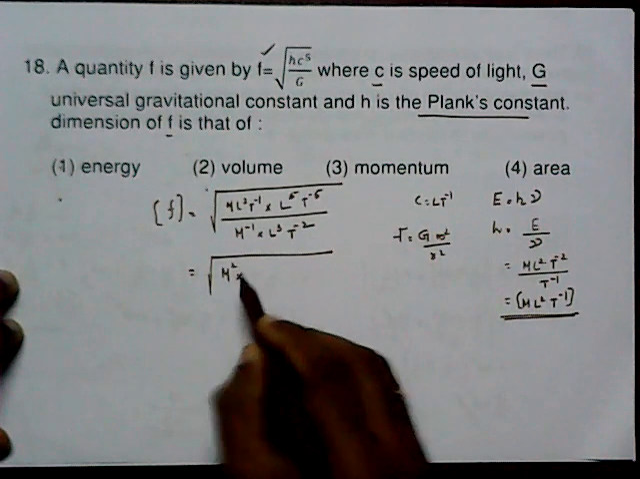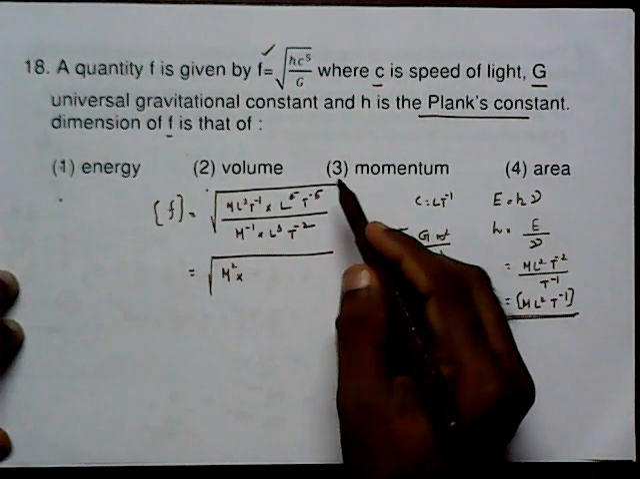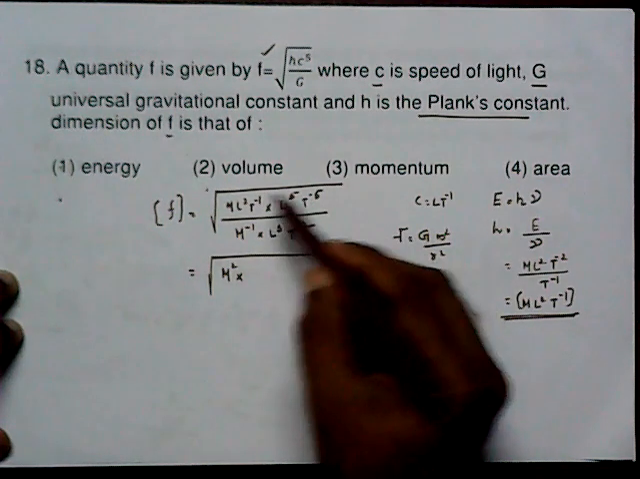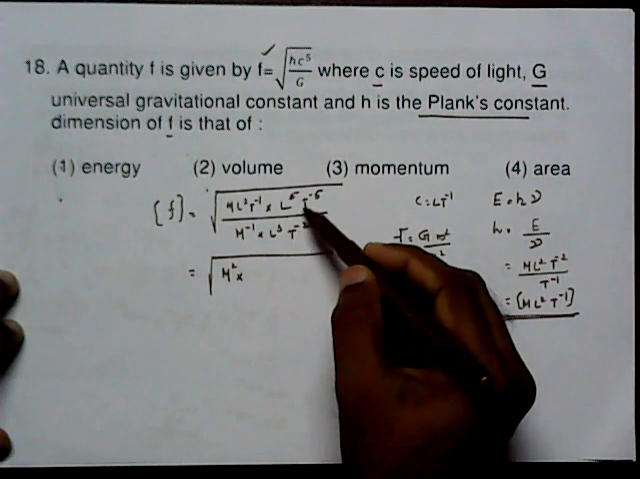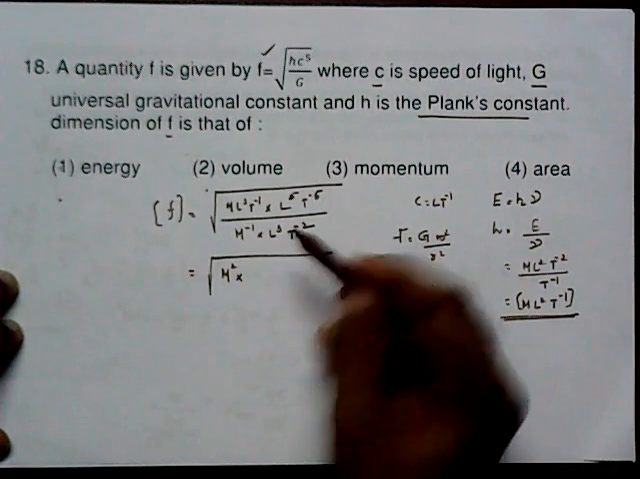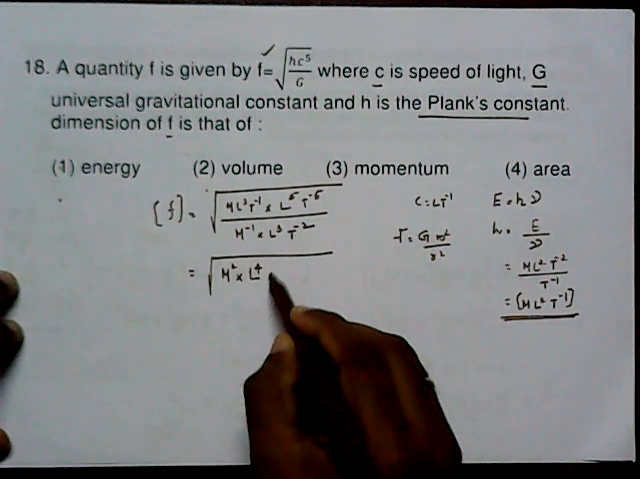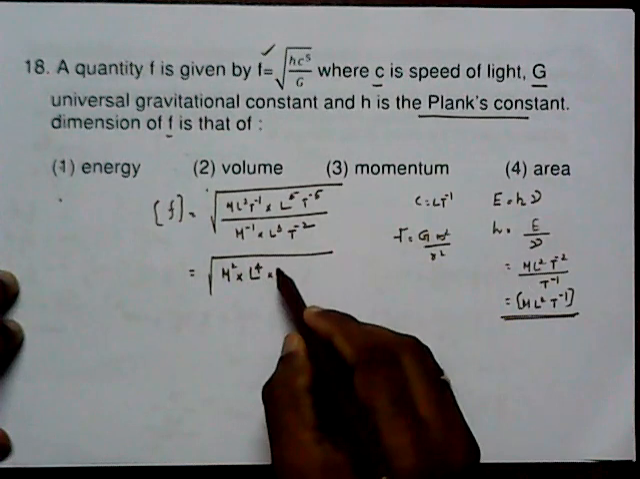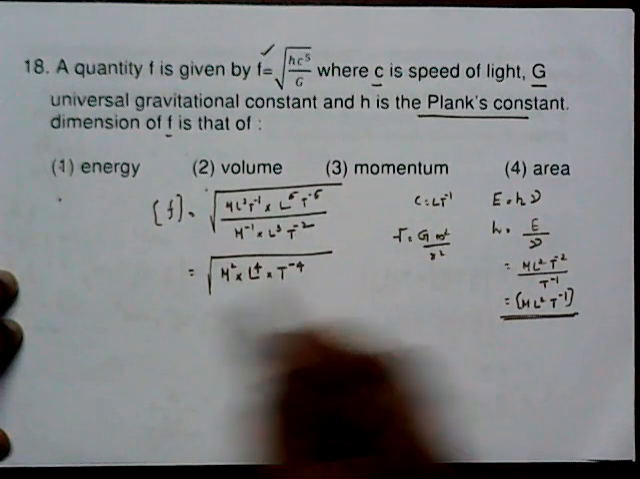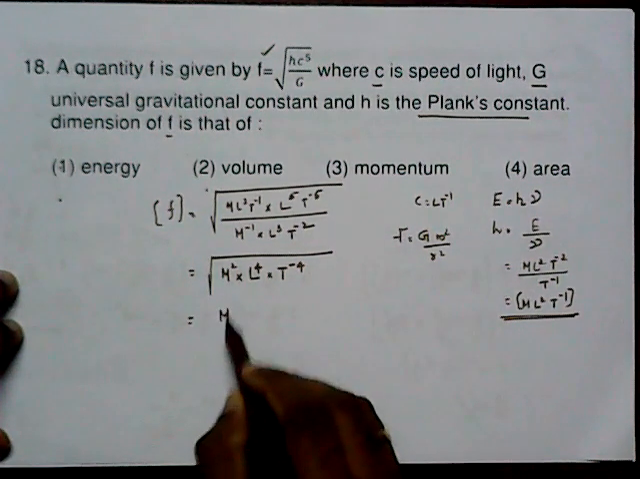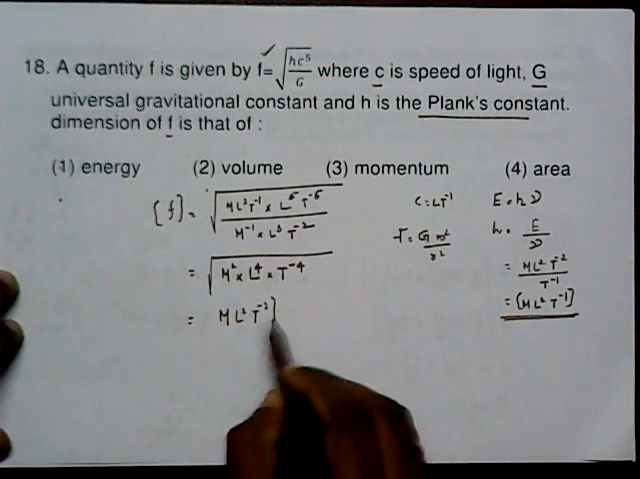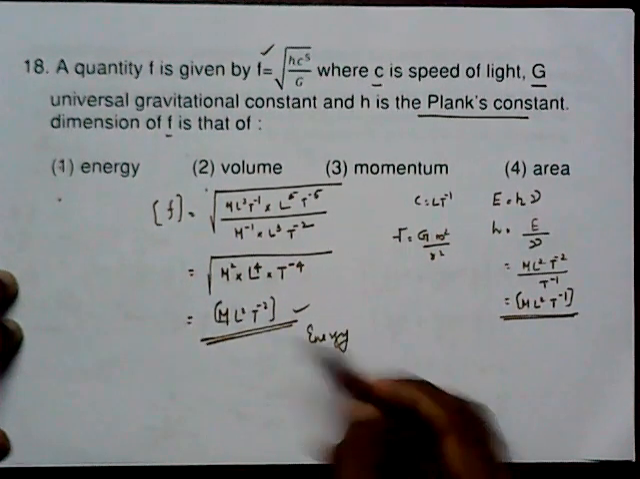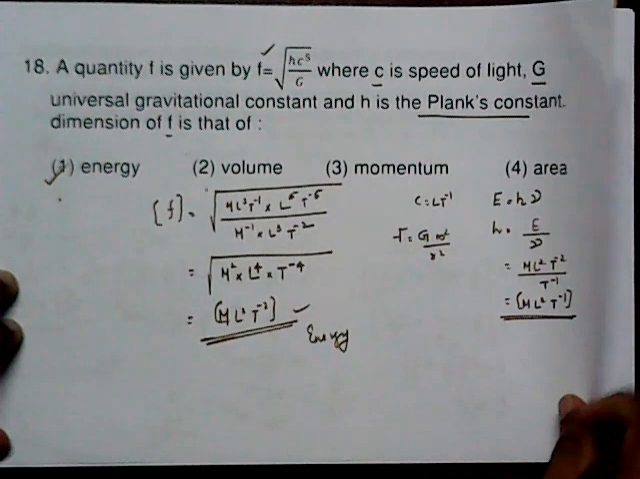You get the value m square into L square into L raised to 5, that becomes L raised to 7 by L cube. So L raised to 4 into t raised to minus 6 by minus 2, so t raised to minus 4. Then it becomes root of m L square t raised to minus 2. So that is nothing but what? Energy. So you get the answer as 1.